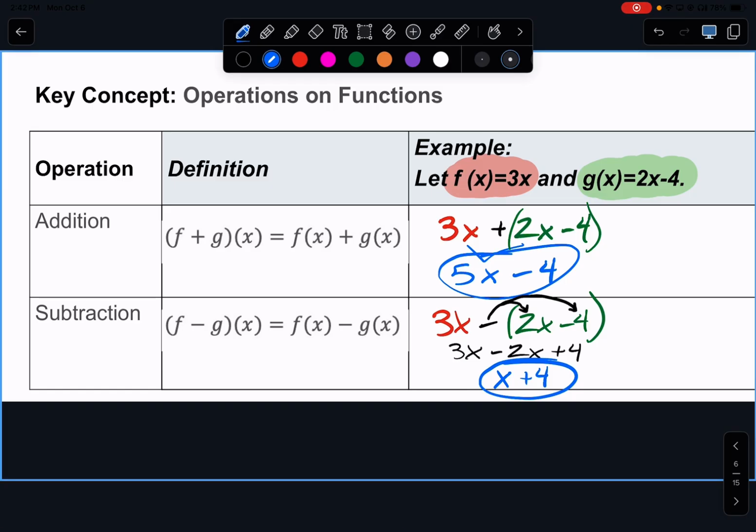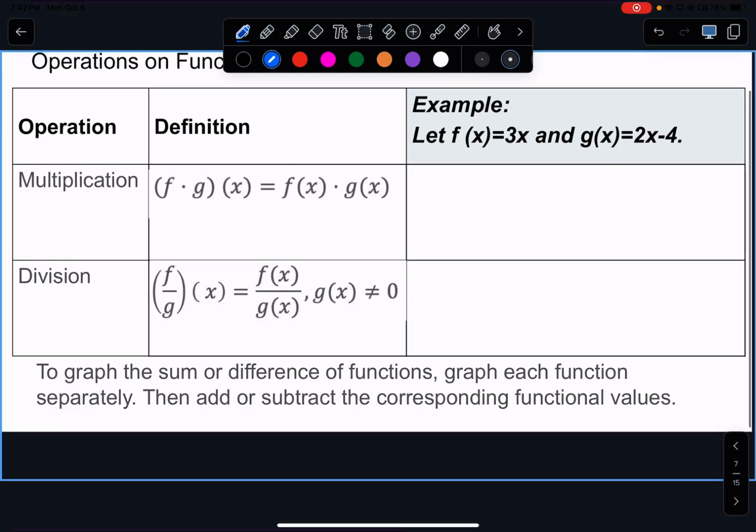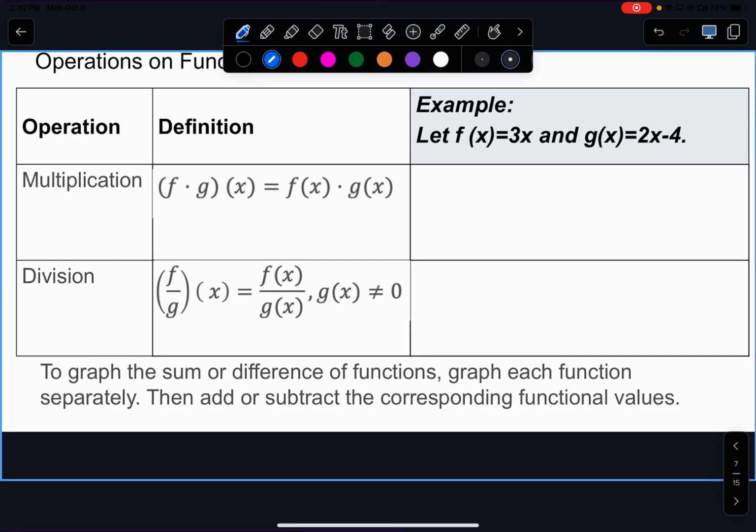How we feel about addition and subtraction. Feeling okay? All right, now we're going to talk about the other two operations, multiplication and division. I'll give you some time to copy down that middle column. All right, when we multiply, we're really just going to do the same thing, but now I'm going to put both of these in parentheses.